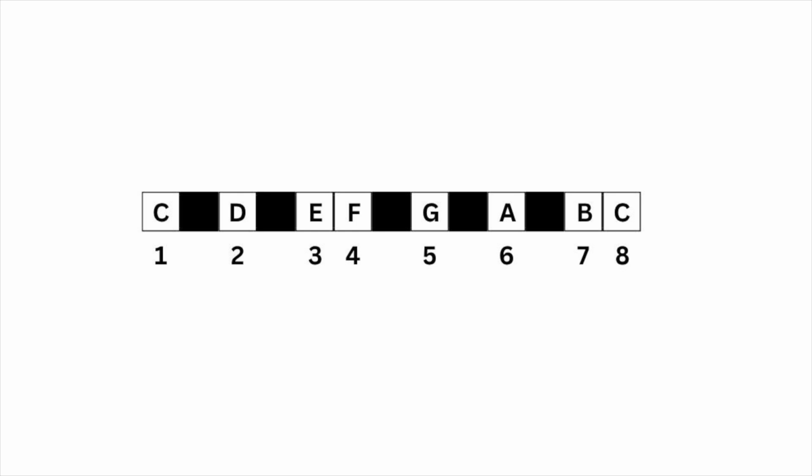So we could say from the first interval to the second interval is a whole step. From C to D is a whole step. And the second interval to the third interval is a whole step. From D to E is a whole step. And what do we have? From our third interval to our fourth interval is only a half step. There we have our E to F.